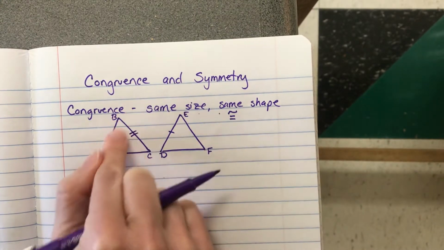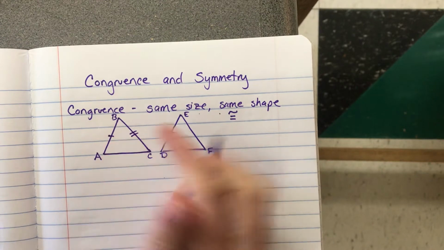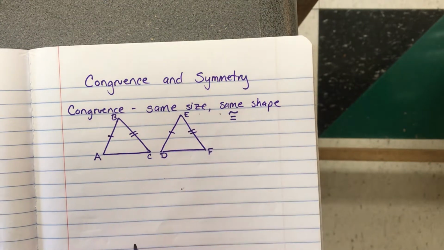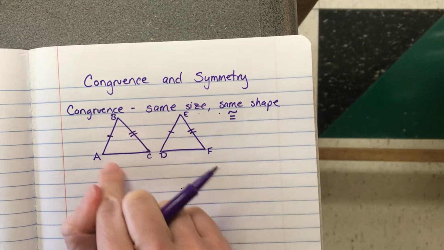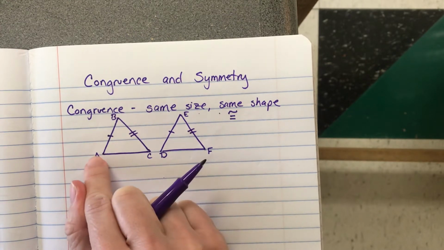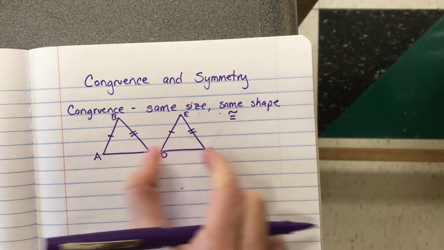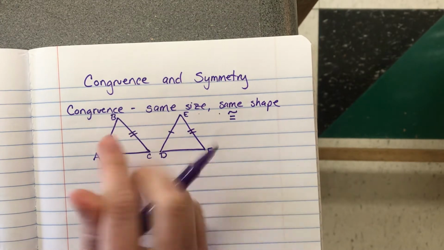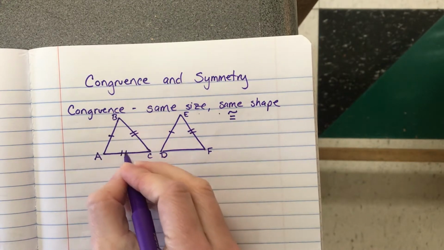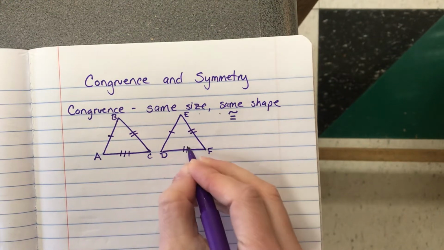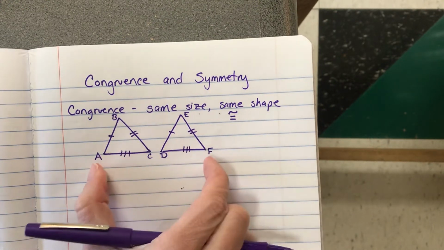And because they're different than this side, I would use 2 marks to mark this side as congruent. And then also, if I say AC, so this is the bottom side, side AC is congruent to DF, because they are the same size, same shape, but they're different than the others, I'm going to use 3 marks. So that would be marking the congruent sides.